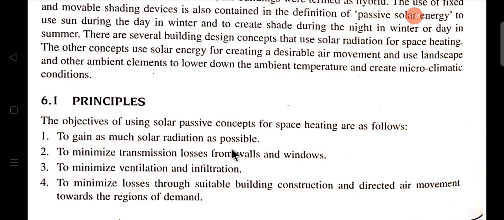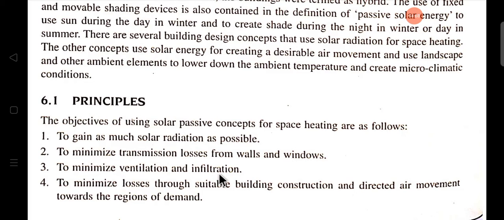That means we use such a design which uses as much solar radiation as possible. To minimize transmission losses from walls and windows, to prevent those losses. To minimize ventilation and infiltration.